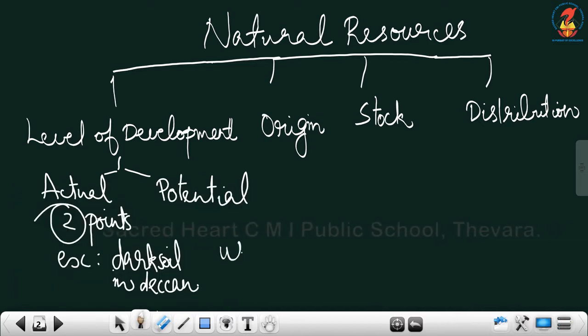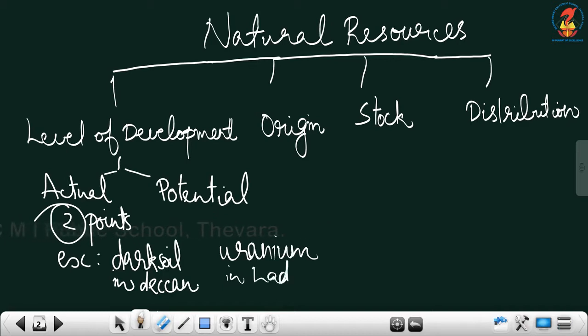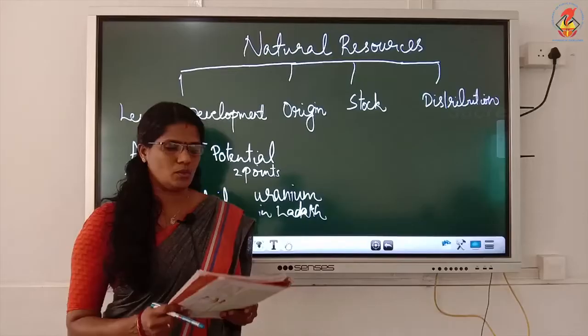You can write uranium in Ladakh. So here also two points, underline. Now, potential resources can be converted into actual. With time and technology we can convert these resources.